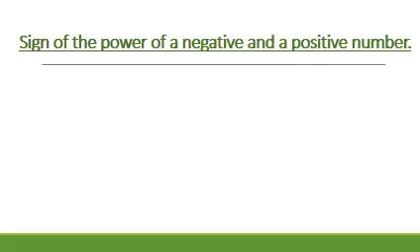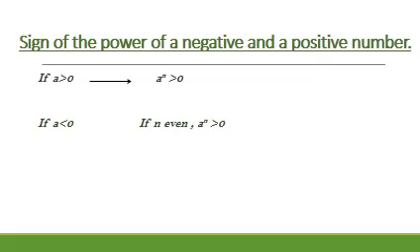Sign of the power of a negative and positive number. If a is positive, then a to the power n is positive. If a is negative, and if n is even, then the number will be positive. If n is odd, a to the power n is going to be a negative number.